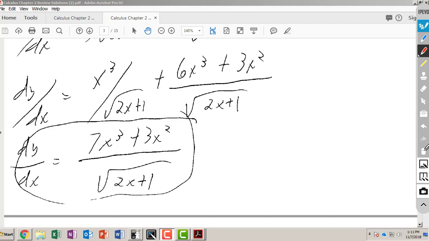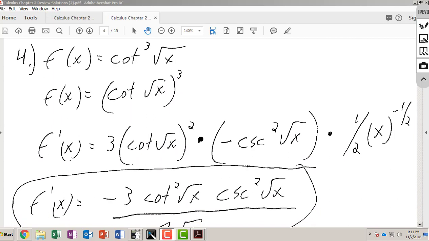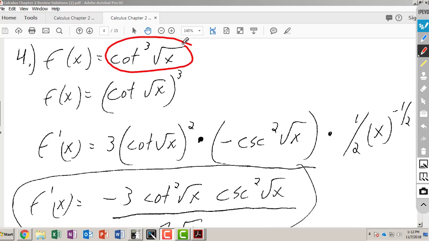Now this next problem, number 4, I've got f of x equals the cotangent cubed of the square root of x. You'll notice this is a classic problem where you are using your chain rule, because we've got a lot of composite functions. So the very first thing that I do, just to remind myself of my composite function, is I'm going to rewrite this to this right here, the cotangent squared of x, all to the third power.